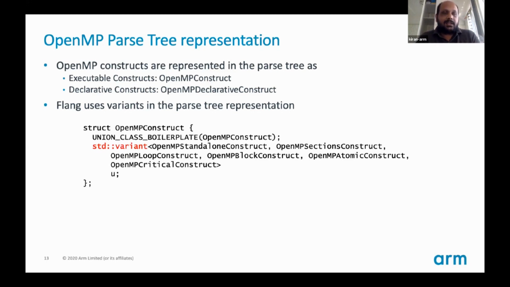As I mentioned before, C++17 is heavily used inside Flang, and one of the use cases is std::variant, which is a useful replacement for union. So what this OpenMP construct says is that an OpenMP construct can basically either be a standalone construct, an OpenMP sections construct, a loop construct, a block construct, an atomic construct, or an OpenMP critical construct. And these structures will have further definitions. For example, OpenMP standalone can further be a flush or a barrier and things like that.